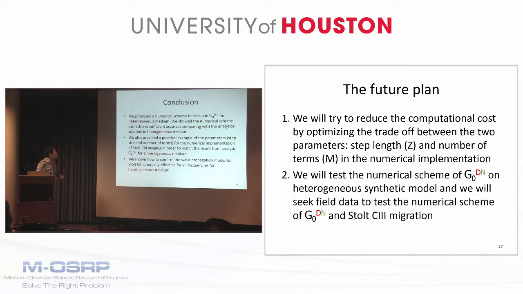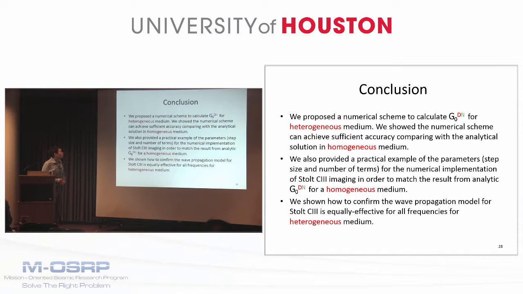Finally, let's draw the conclusion. We proposed a numerical scheme to calculate the G0DN for heterogeneous medium, and we show the numerical scheme can achieve sufficient accuracy compared with the analytic solution in the homogeneous medium. We also provide a practical example for the parameters, the step length and the number of terms, for the numerical scheme to achieve good enough accuracy for the homogeneous case. And even for heterogeneous, the result of this analysis is still valuable. It serves as an initial guide.